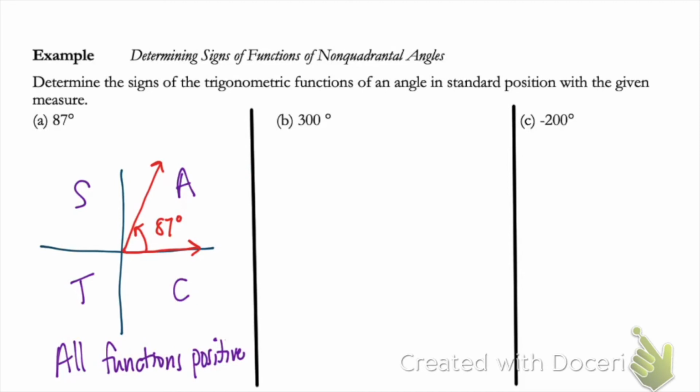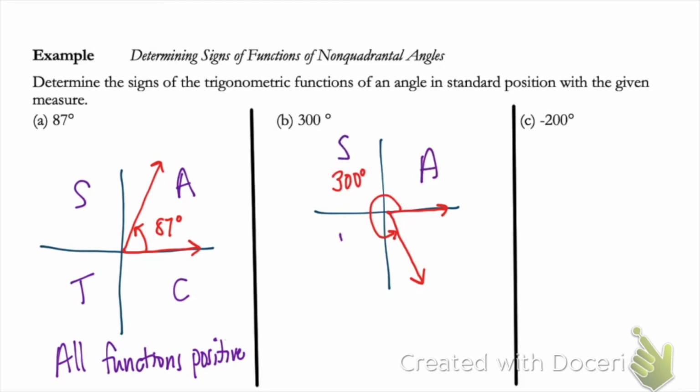For problem B, we've got 300 degrees, so go ahead and draw your angle, and then put in all students take charge. Since we're in our fourth quadrant, we've got C, which means that cosine is positive. So cosine and secant are positive, and sine, cosecant, tangent, and cotangent are all negative.